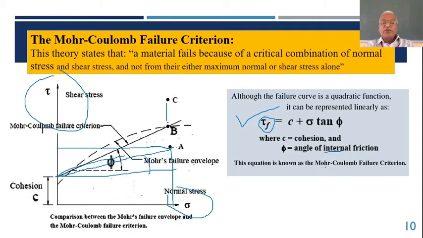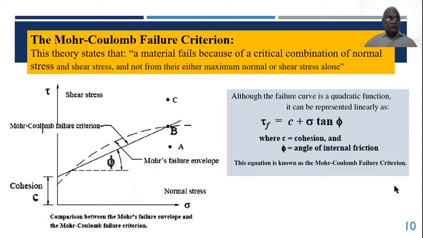This equation is known as Mohr-Coulomb failure criterion. So what is Mohr-Coulomb criterion? It is nothing but this equation. Shear strength is given by C plus sigma tan phi. So shear strength is given by cohesion plus normal stress into tan phi. Phi is angle of internal friction, C is cohesion.